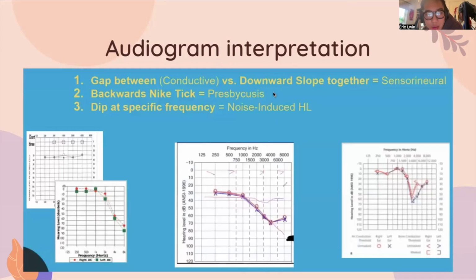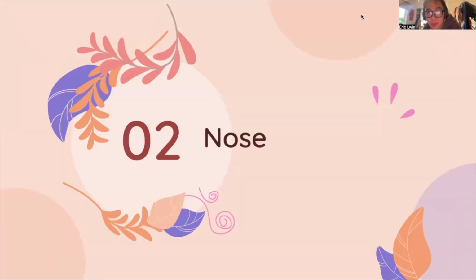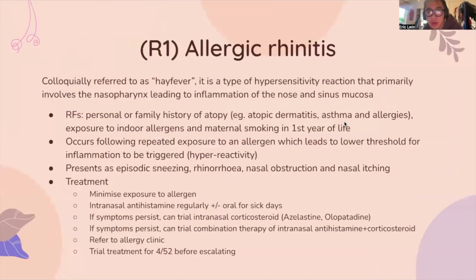The other thing to note is the dip at this specific frequency. So your noise-induced hearing loss is like this one over here, where you will get normal, normal, normal, and then at a certain frequency where you've had that exposure to a noise, like a loud sound, you'll get a drop and then it will come back up. So that will be a noise-induced hearing loss as opposed to the age-associated hearing loss.